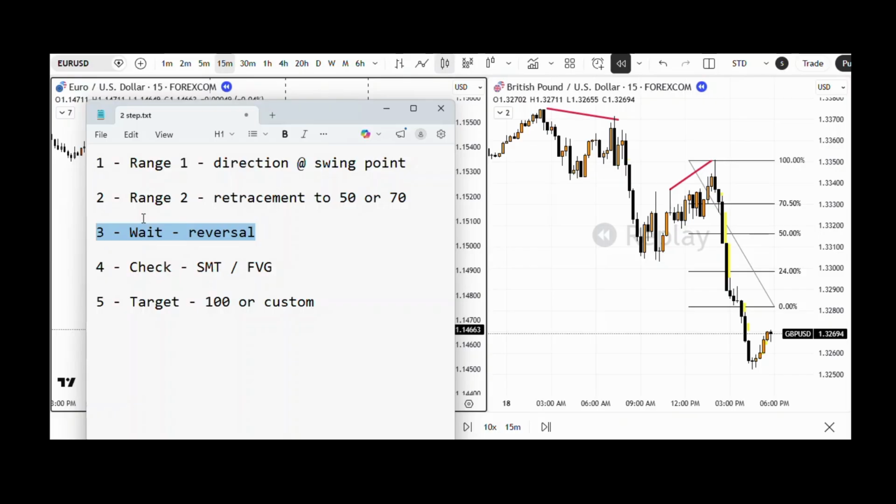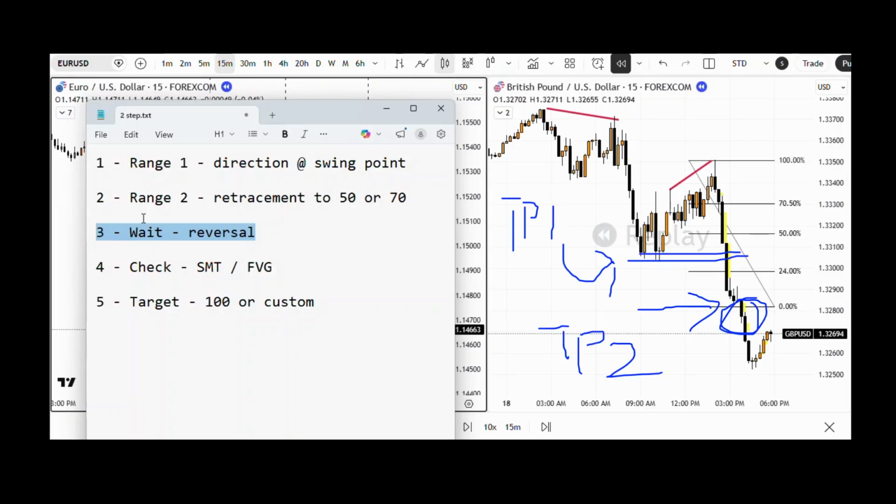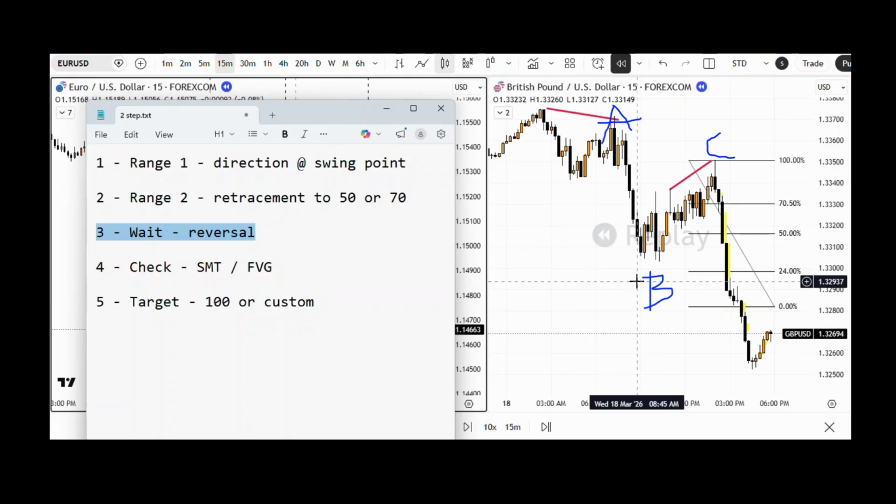You check for the SMT. So you're looking for SMT at the point of the two-step. Make sure there's a fair value gap there, and then just target 100%. That's the basic targeting. But you can target point B, for example, which will be this level here. Okay, so this is A, this is B, this is C. Point B is your low hanging fruit. So there you have it. This is your effective trading model that I believe works for beginners.